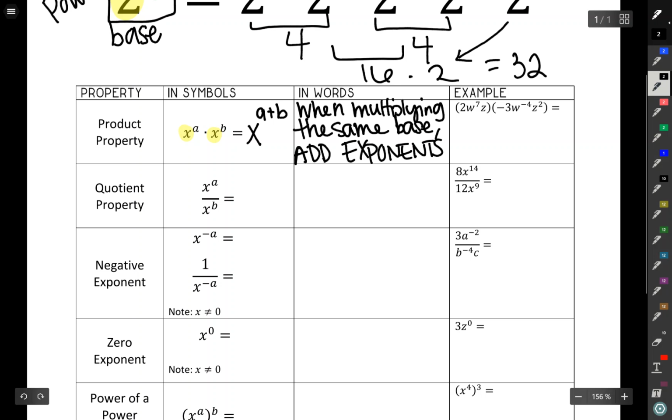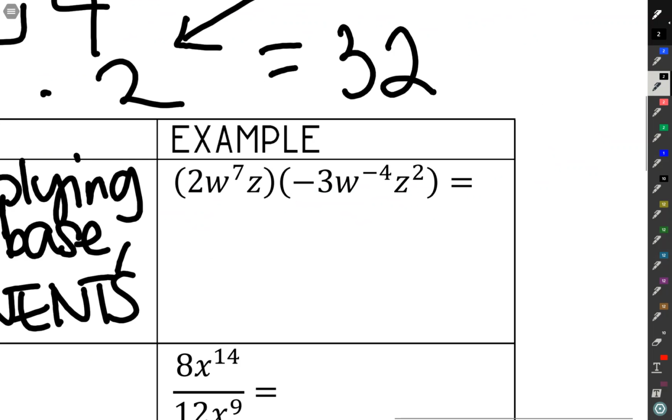And the reason for that is, let's say for example, if you have x squared times x to the 3rd, that would be x times x, that's x squared, times x times x times x, that's x to the 3rd. So putting it all together, you get x to the 5th. So let's look at a more complicated example.